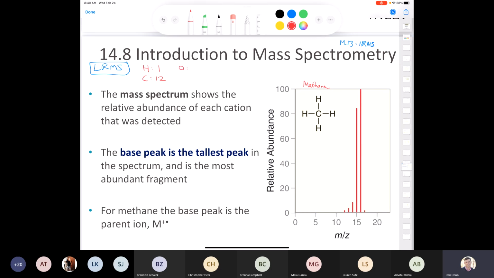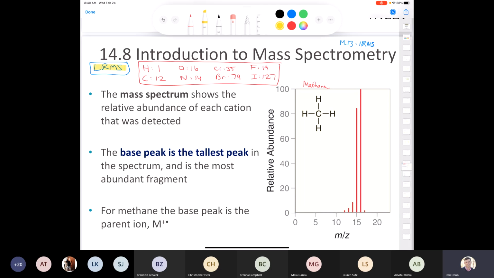For an oxygen, we use 16. For a nitrogen, we use 14. For a chlorine, we use 35. For a bromine, we use 79. For a fluorine, we don't see a lot of fluorine in this class, but we might see it from time to time. We use 19. And for iodine, we use 127. So those are the masses that I'm going to use. Again, why? Because we're dealing with low resolution mass spectrometry.